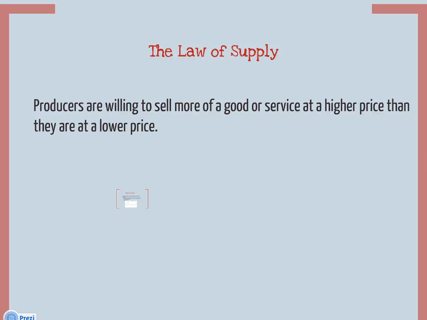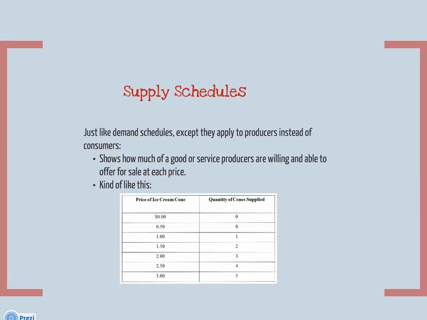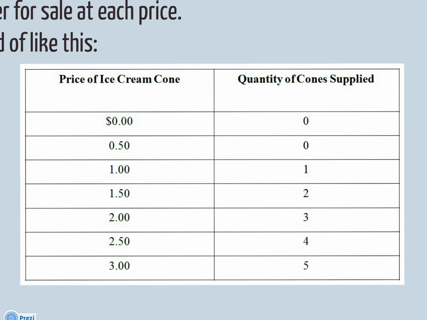So you can see it's kind of the opposite of the law of demand, which stated that consumers would be more willing to buy more of a good or a service at a lower price. This is a supply schedule and is very similar to a demand schedule, except that it pertains to producers instead of consumers. And it shows how much of a good or service producers are willing and able to offer at each price. And like with demand schedules, there are individual supply schedules and market supply schedules.